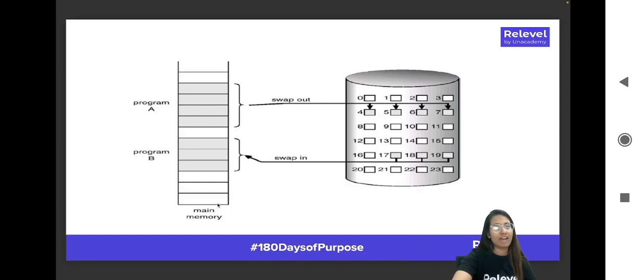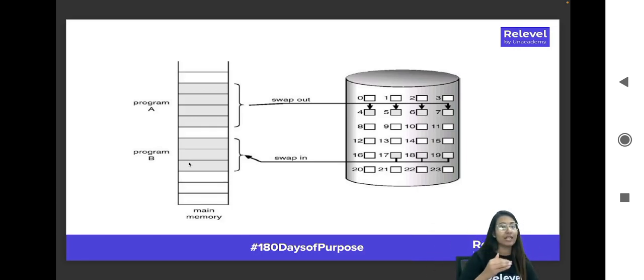Let's say here we have main memory. The main memory has a lot of pages for a program, but only the pages which are currently required are in the memory, and all the rest of the pages for that process are in the secondary memory only. Only when those pages are required will they be swapped into the memory.